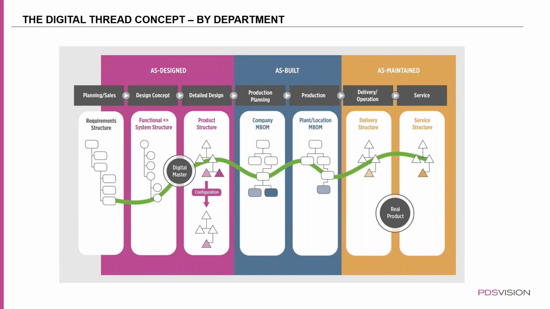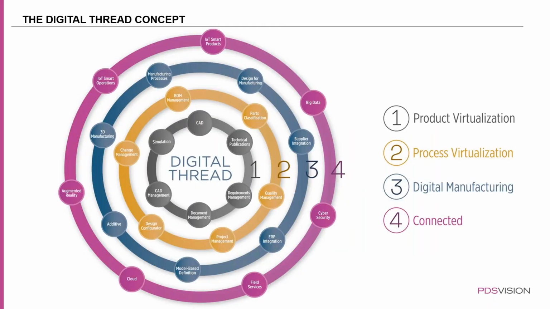It's a closed loop transaction to have a single source of information, and that will help to optimize all the processes. As you can see, we start from the innermost circle, which involves CAD management, document management, and requirement management. On top of it, we have business processes which take care of BOM management or change management, and then we have connection with ERP integration or manufacturing processes. And in the end, this can all be linked to IoT, smart operations, or augmented reality.